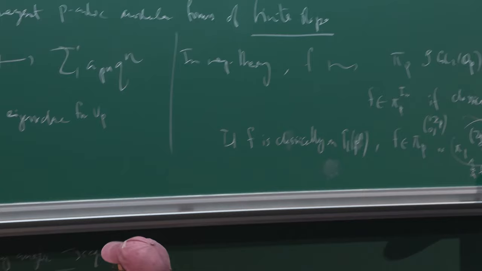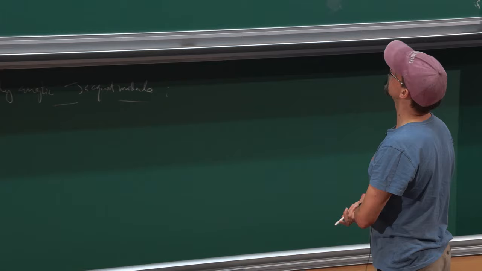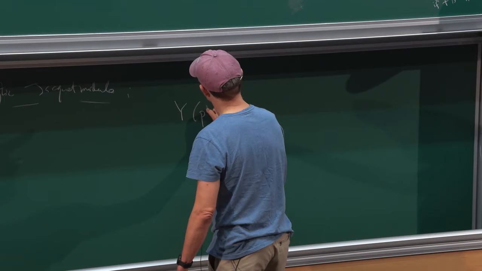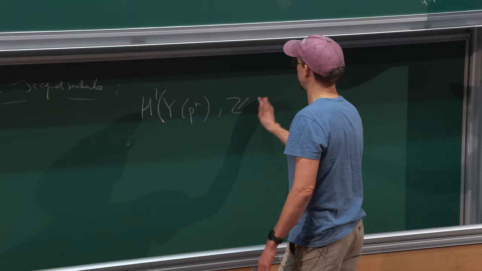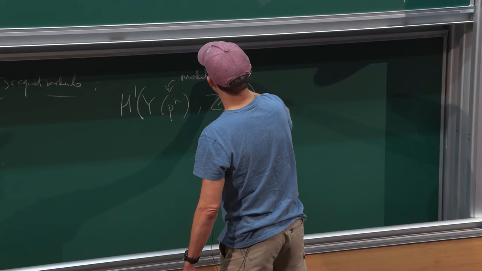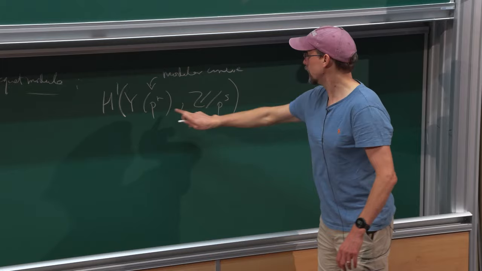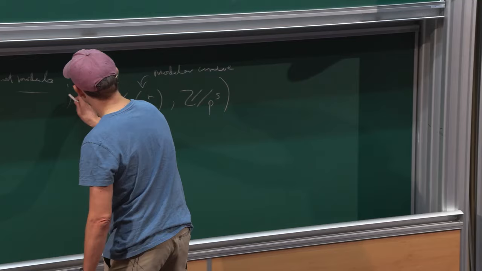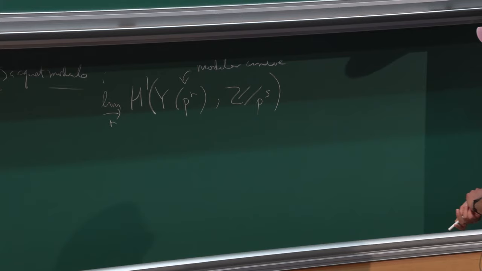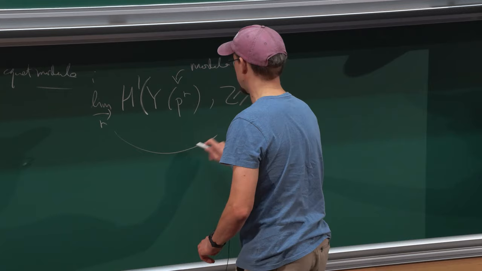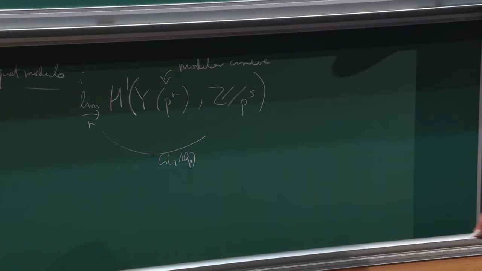And so what we do is we start with the tower of modular curves, a modular curve of p-power level. We take cohomology with coefficients mod a power of p. We take a direct limit over the powers, and so this thing now has an action of GL2QP, which is smooth, because we then take the inverse limit over S.